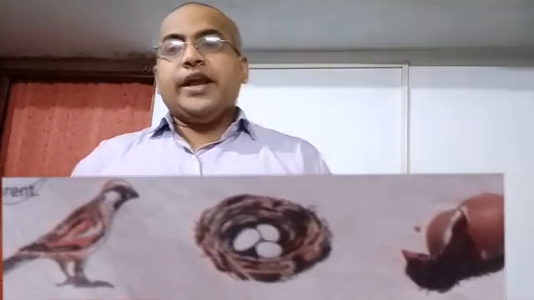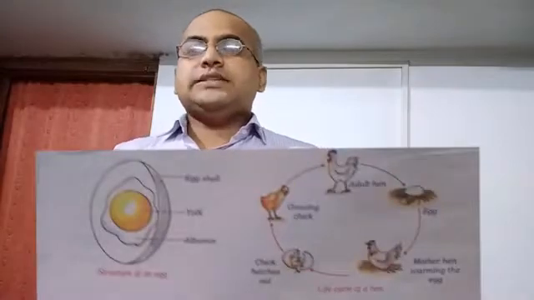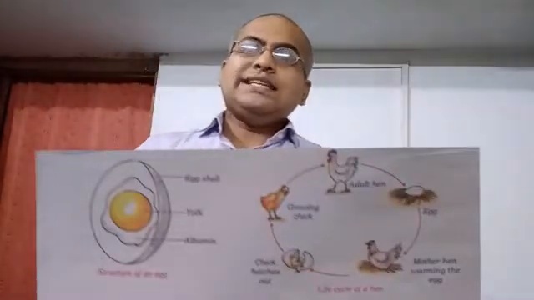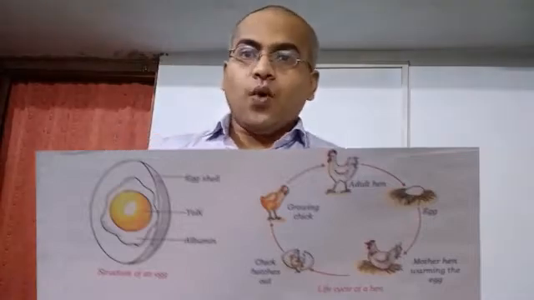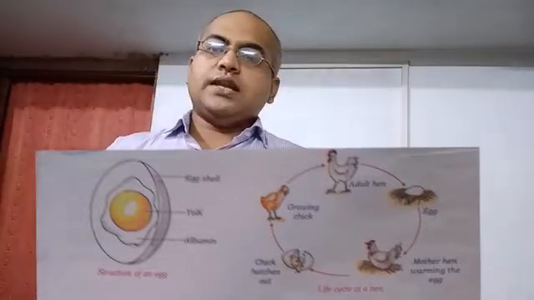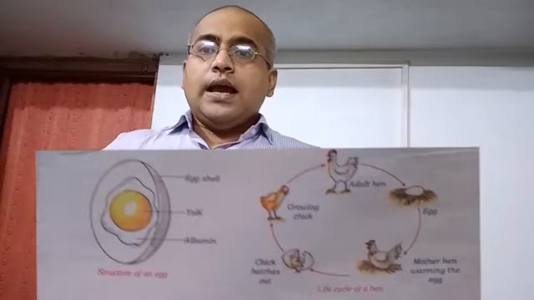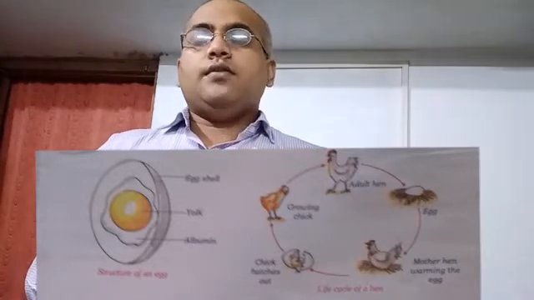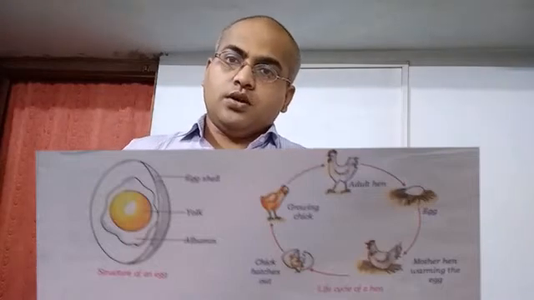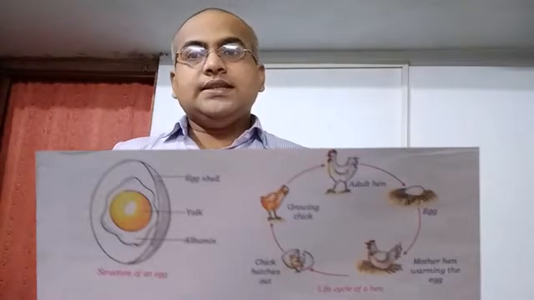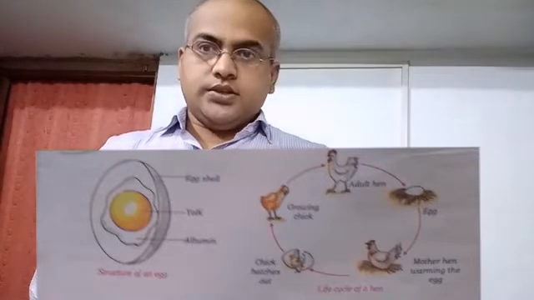The outer covering of the egg is hard. The egg is covered by a hard outer covering, and it protects the egg from the outside world. Then comes the next layer, which is albumin. This albumin is a white, jelly-like structure, and it helps in the formation of the new baby, and it contains proteins.